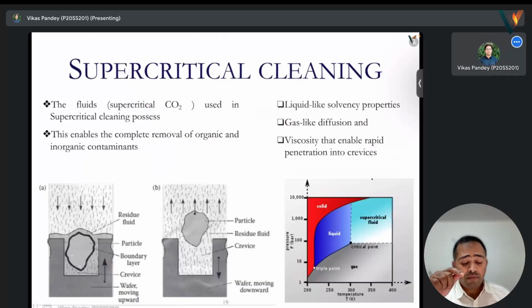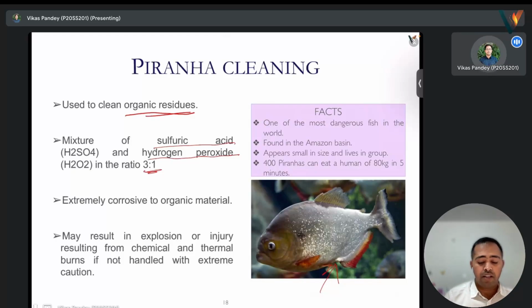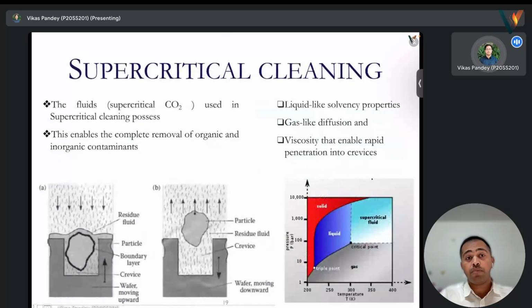And this cleans organic residues. It was first developed for cleaning very old utensils, but later on it was found that it is very effective in removing organic residues, and it was adopted for wafer cleaning also. Then there is something I mentioned, supercritical cleaning, for cases where there are some depths and structures.